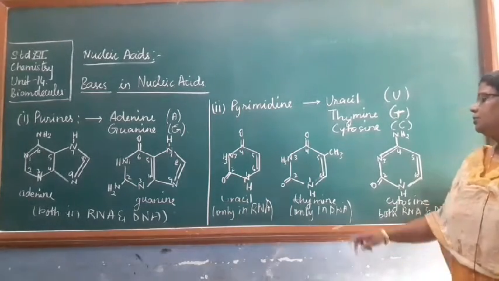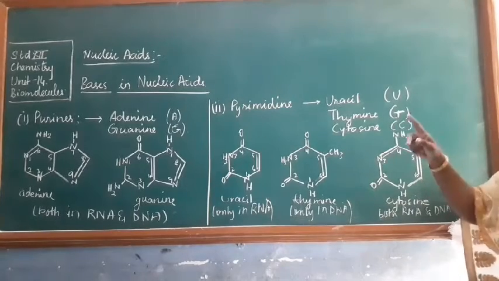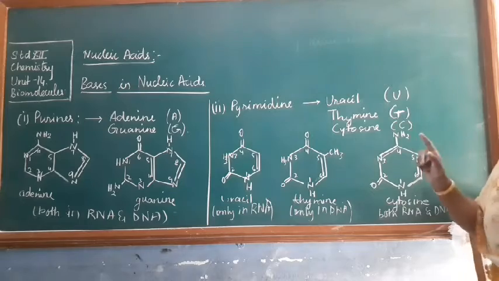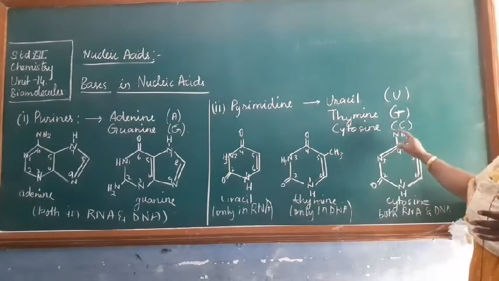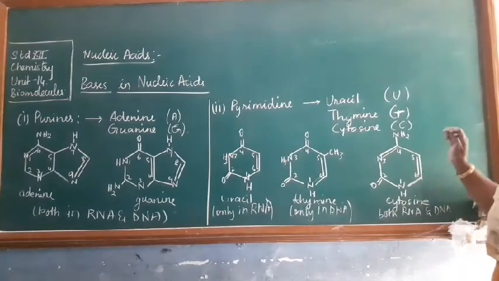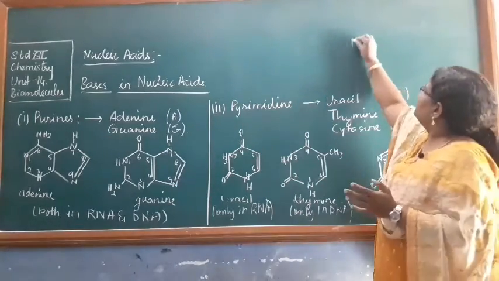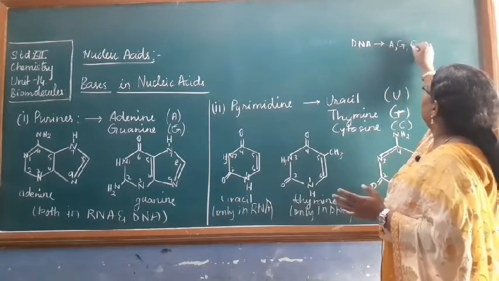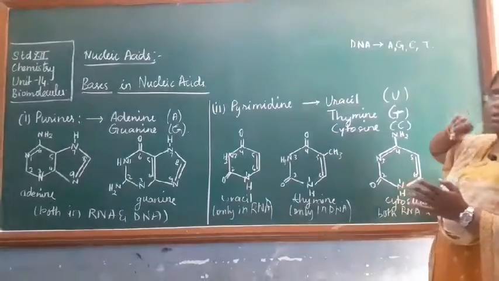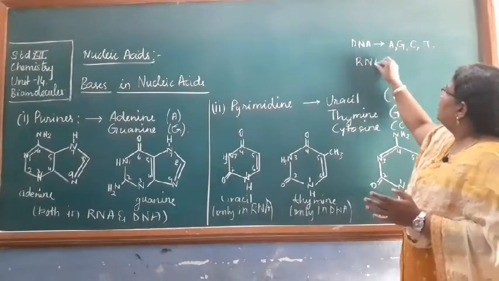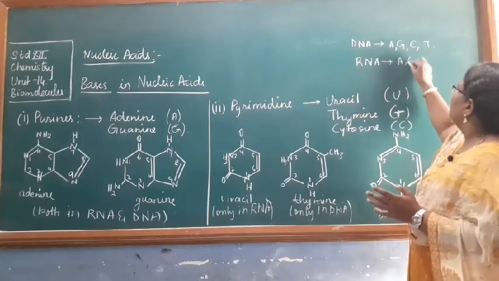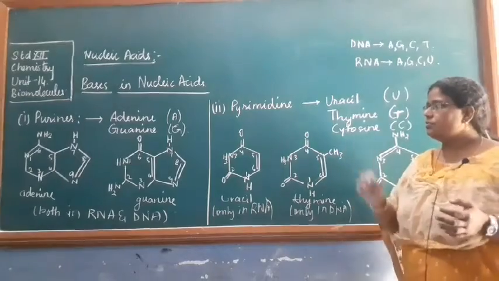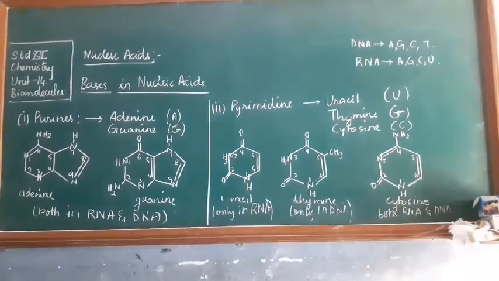So the basic thing to understand here is that adenine is represented by A, guanine by G, uracil by U, thymine by T, and cytosine by C. In DNA, which bases are present? DNA will have the bases adenine, guanine, cytosine and thymine, while RNA has adenine, guanine, cytosine and uracil, not thymine. So this is what you have to remember for bases in nucleic acids.